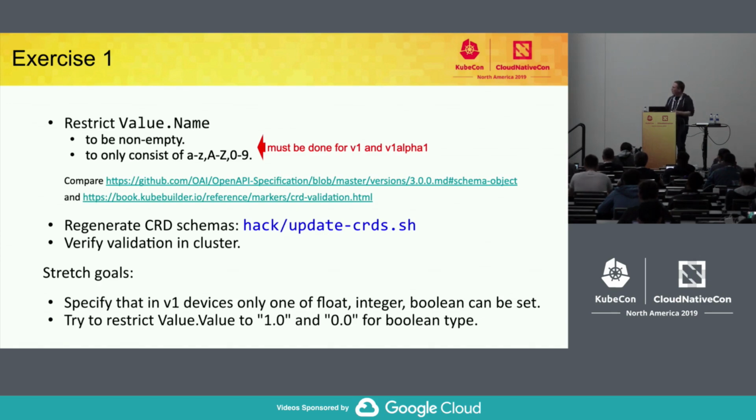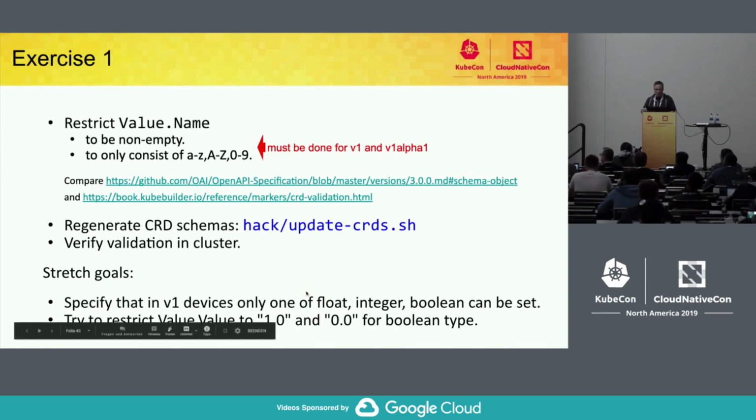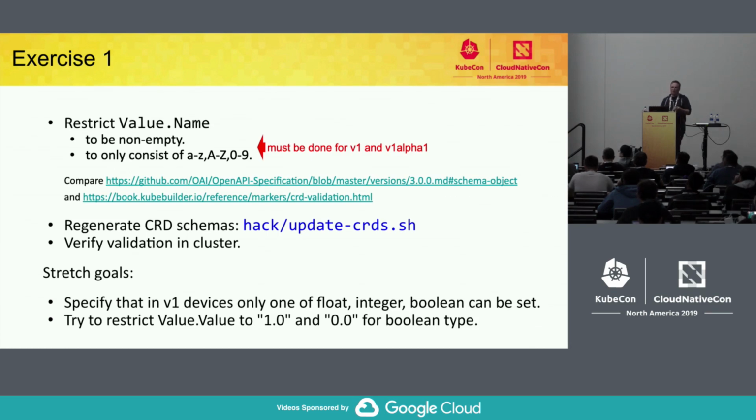And if you have too much time, if it's too easy for you, we have two advanced steps here. One is in V1 we have the sum type. So we have integer, boolean, and float. And there are fields in this value type, and just one is allowed to be set. You know that from volumes. Volumes in Kubernetes also have this sum type structure, so you have host path and empty dir and secret and so on, and only one can be set. And the goal here is to express that in OpenAPI. It's possible, it's not even so hard.